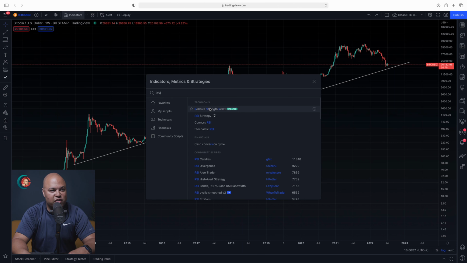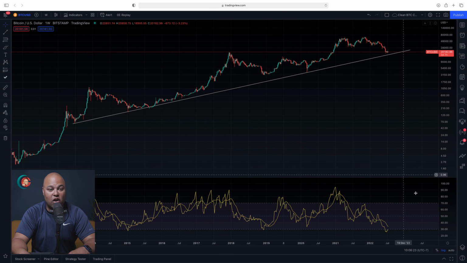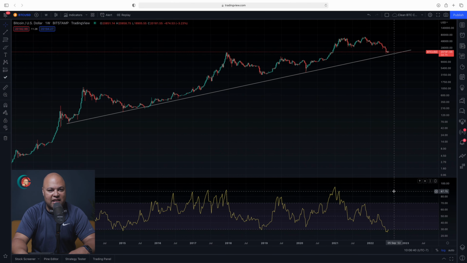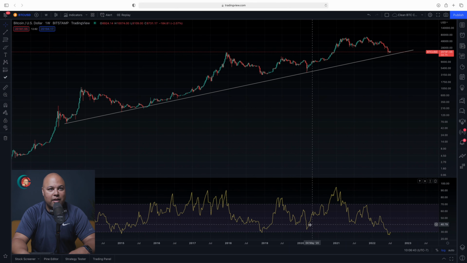It's called the Relative Strength Index. Another word for that is RSI. First thing I'm going to do is go here to settings. Whenever you see this little thing, it takes you into the settings. I'm going to take away the moving average, the RSI-based moving average. I don't use that. I don't need that. That's all I'm going to do is deselect that. And now I've got the RSI.